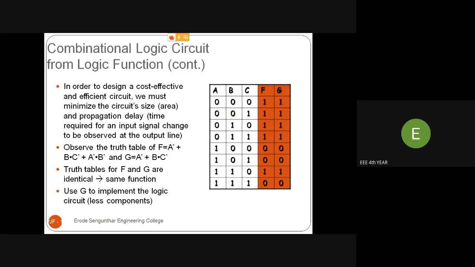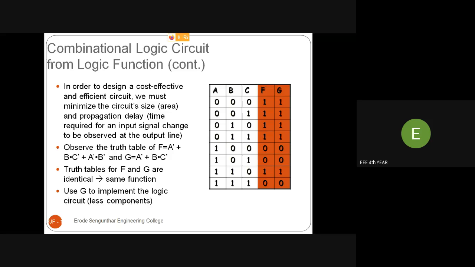Here you see the truth tables for f and g, given the input variables a, b, c. So a, b, c are the 3 input variables, therefore 2 power 3, that is 8 possible combinations. 0 0 0, 0 0 1, succeeding up to 1 1 1. F and g have the same values in the truth table, but different Boolean expressions. The truth tables for f and g are identical, so it is the same function.